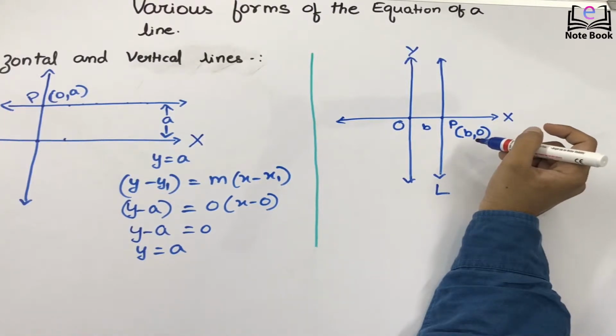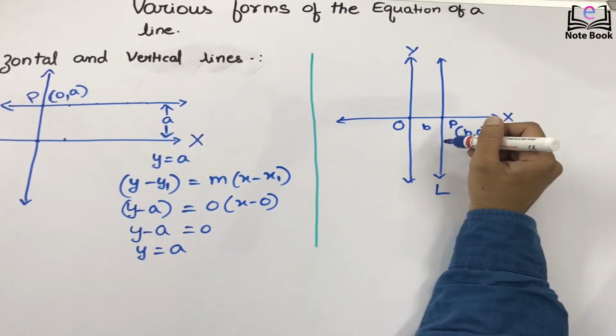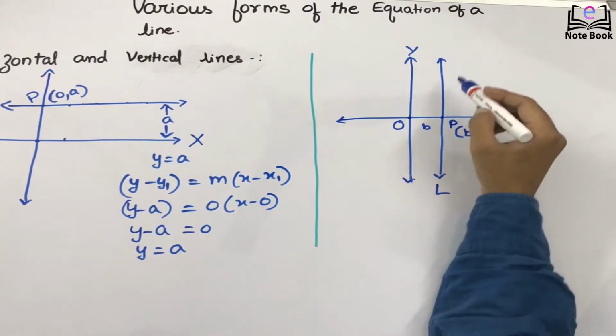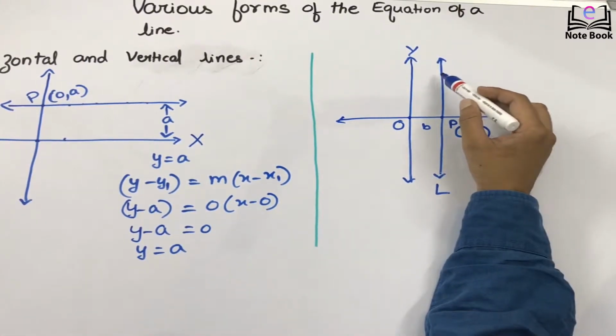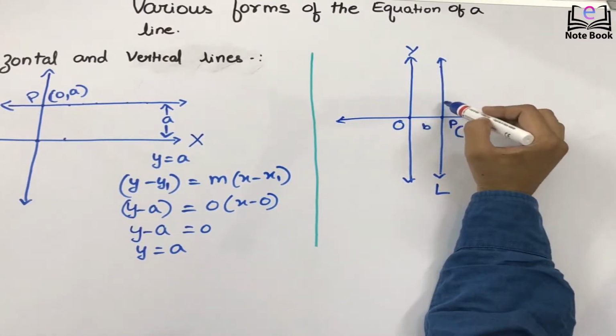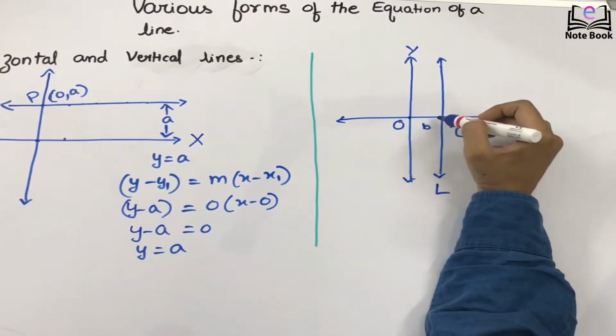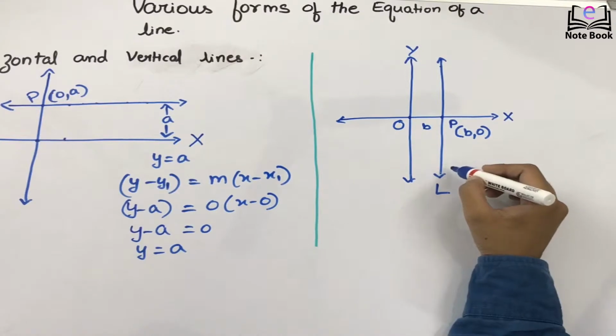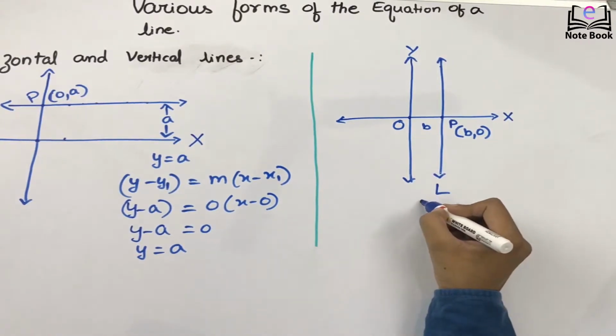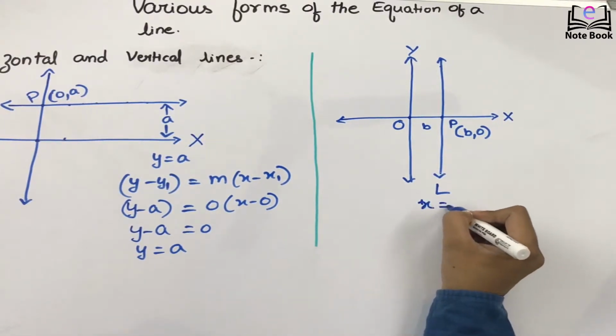Now how do you write the equation for this line? If you consider any x coordinate on this line, it will be b, because it is parallel to y-axis and it is at a distance of b units. The equation for this line will be x equal to b.